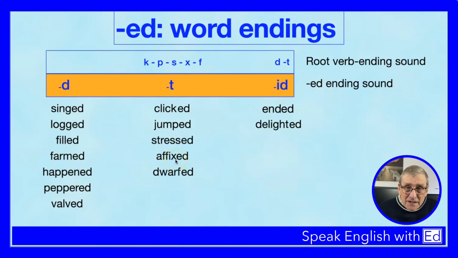We've got affixed, same S ending as stress, but it's an S sound. Affixed with a T ending. We've got happened. Dwarfed. We've got peppered, not pepper-ed, but peppered. And valved.